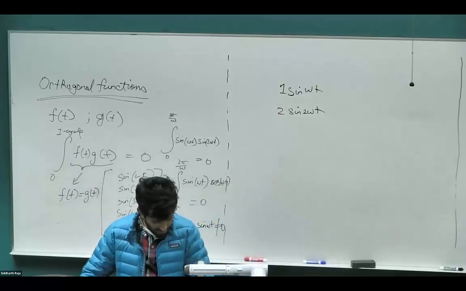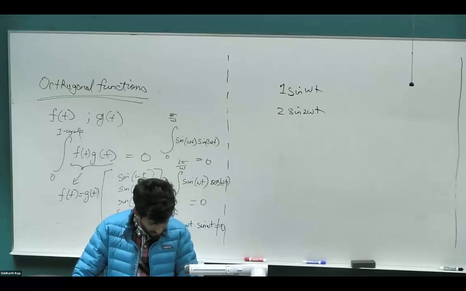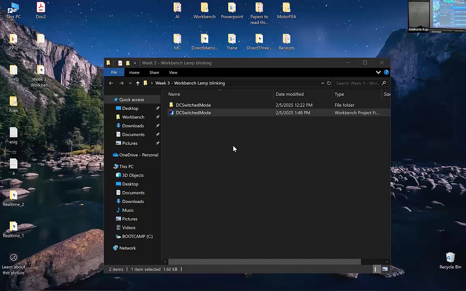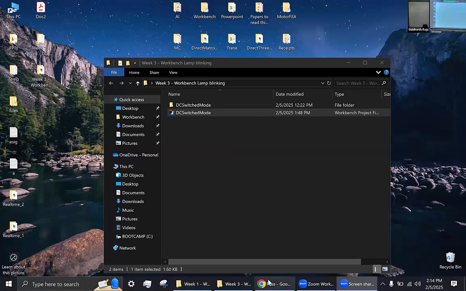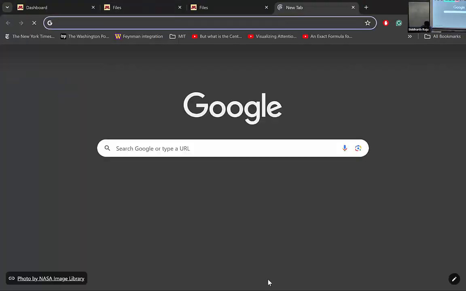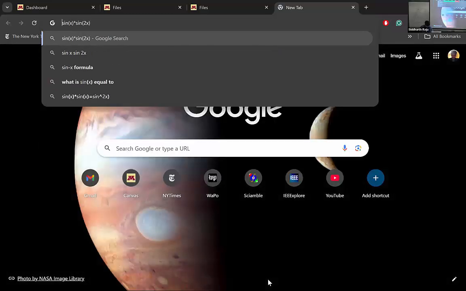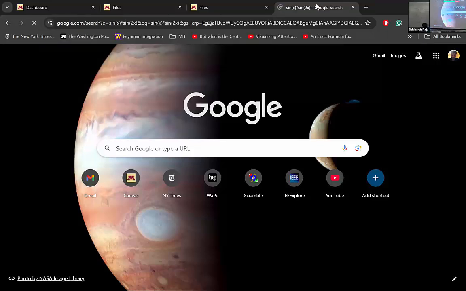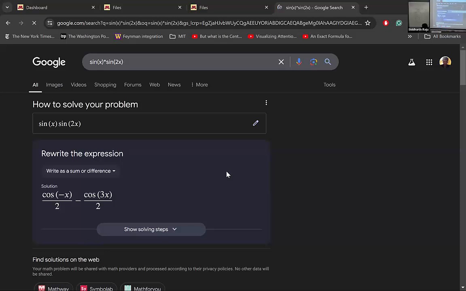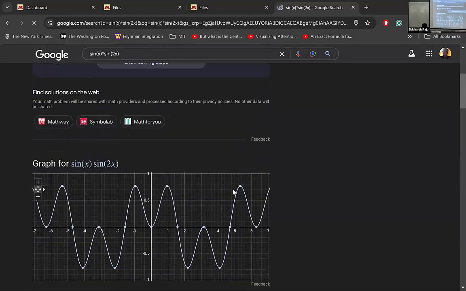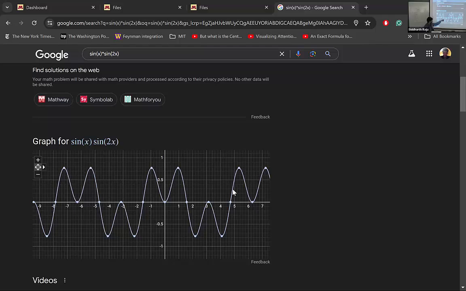So let me just go to Google, sine of x times sine of 2x. Right, so if you look over one cycle, it's always symmetric. Irrespective of whether I had 1 here or 2 here, this just becomes 2 sine x times sine 2x. That would just increase this curve on both sides equally.